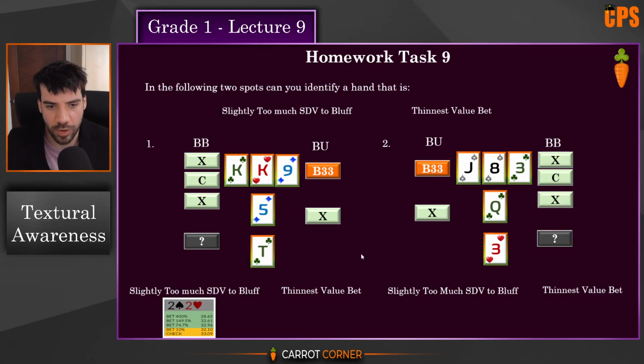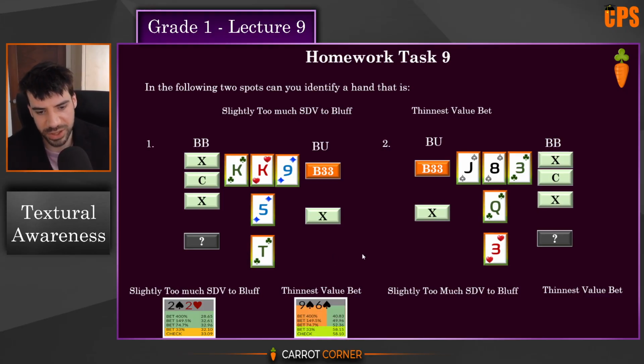Our thinnest value bet over here is going to be 9-6. This looks a little bit loose. It looks quite thin indeed. But this is going to be fine when you factor in the fact that there's not a lot of 10x or king x in button's range, because of course the in-position player is going to be incentivized to bet those and just increase pot size with those hands on the turn for value. So 9x is coming in at quite a lot of pot share here regardless of what it does.